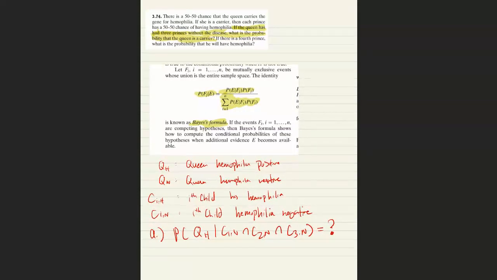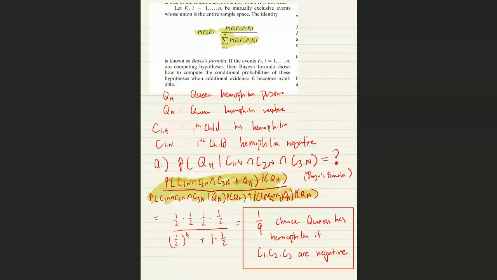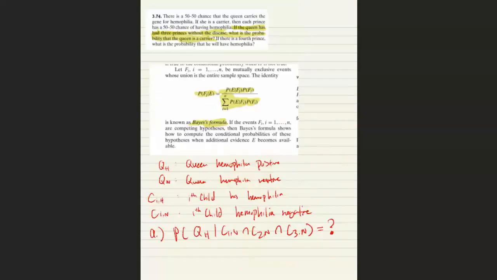Okay, this is problem 74. We are given that there's a 50-50 chance that the queen carries the gene for hemophilia. If she is a carrier, then each prince has a 50-50 chance of having hemophilia. If the queen has had 3 princes without the disease, what is the probability that the queen is a carrier?